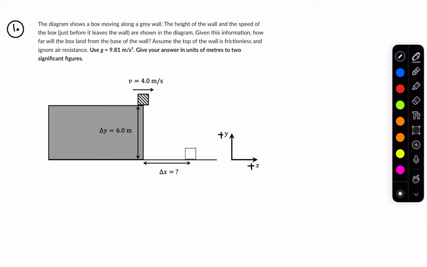Now, if you notice, the question implies a constant velocity in the horizontal direction, because it only says it's 4 meters per second. And then it also says to use g equal to 9.81 meters per second squared. So that means that there is a vertical acceleration pointing downwards of g. Now, since we're using down as negative, it'll be minus g.